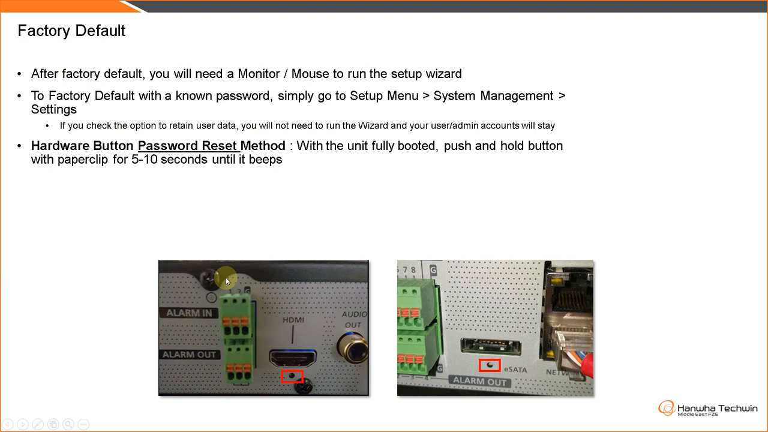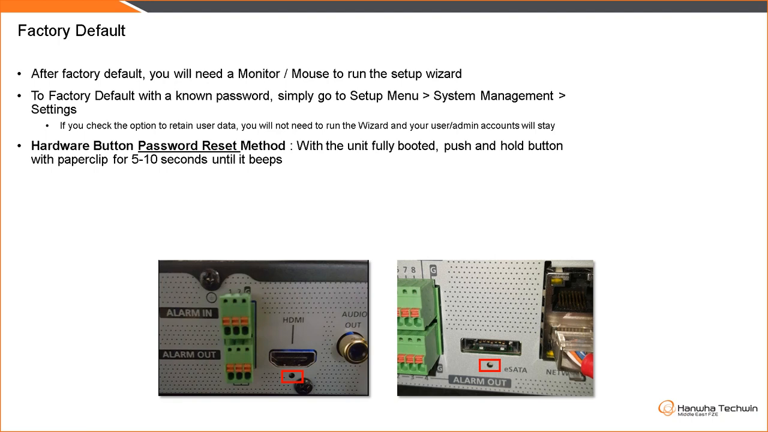Okay, factory default reset, password reset. In case you forget the admin password, there is a reset button in the NVR. It is usually near the HDMI port or near the alarm port. You will find a small button. There is no label on it. If you hold it for 5 seconds, the recording will remain, but the main admin password alone will be reset.